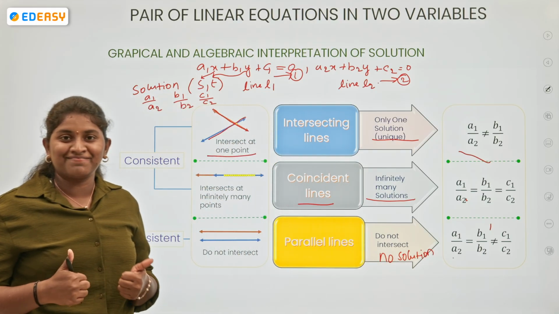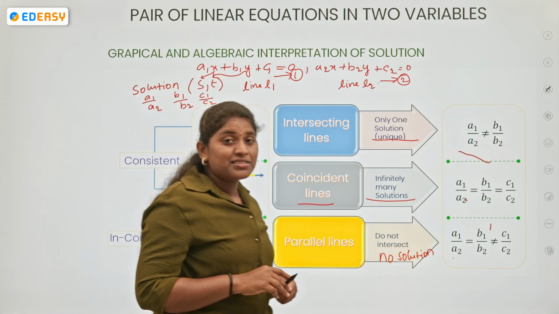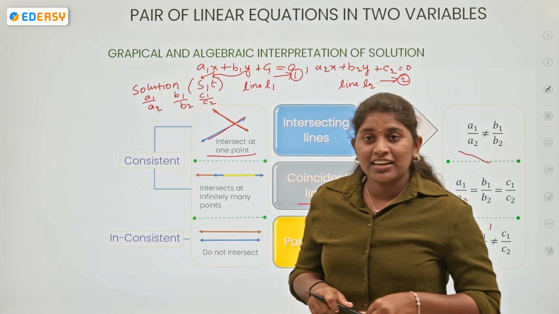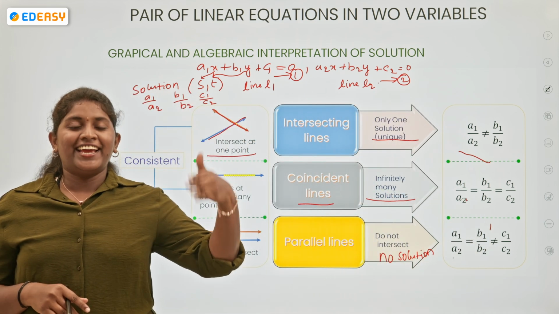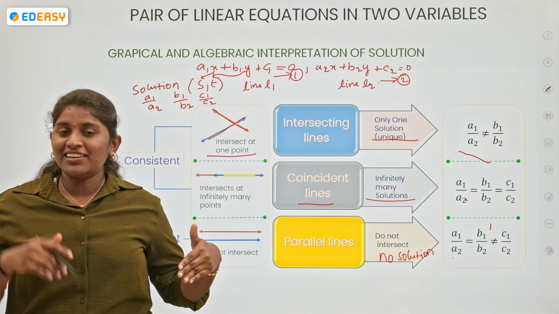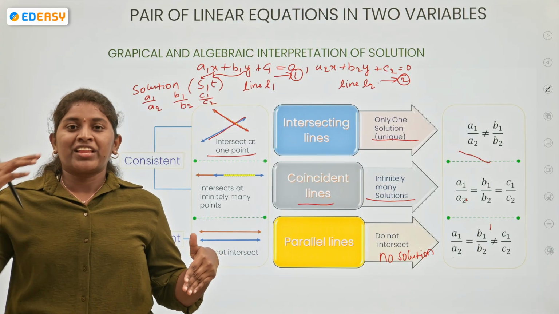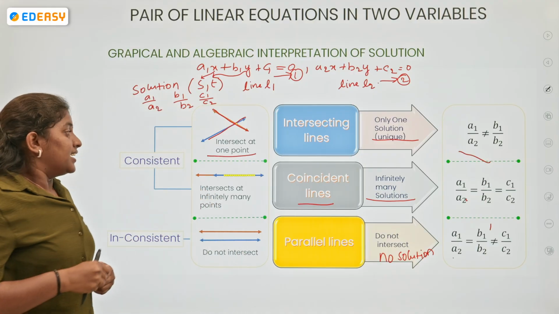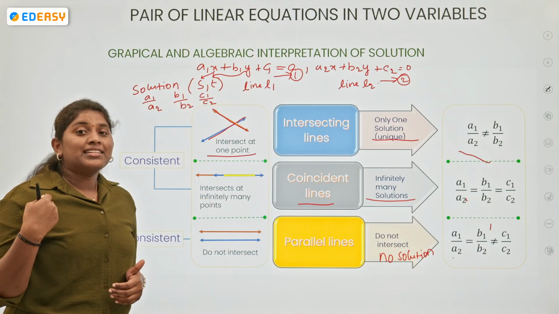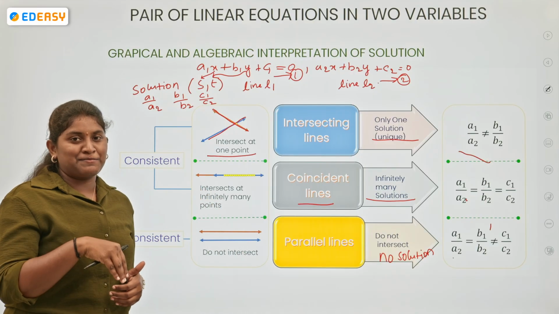Clear, everyone? Sometimes we get questions in our exams like match the following. They will give intersecting, coincident and parallel, and they will give the conditions, like your relation between the coefficients. Now, what about consistent and inconsistent?